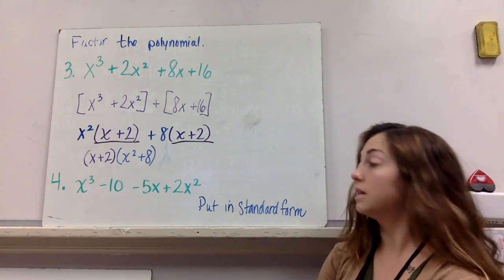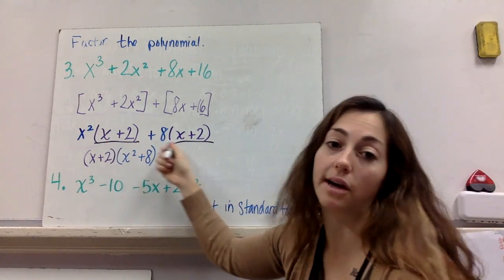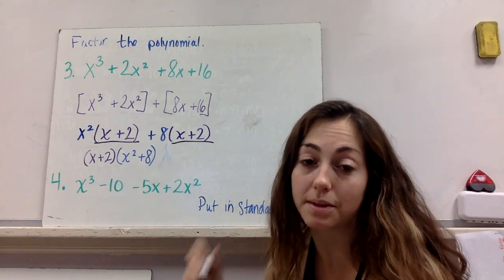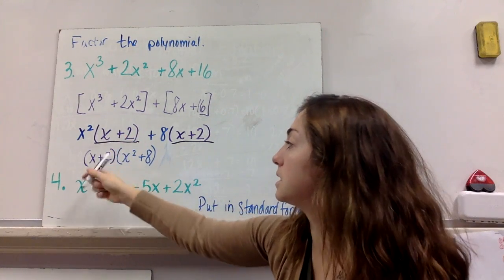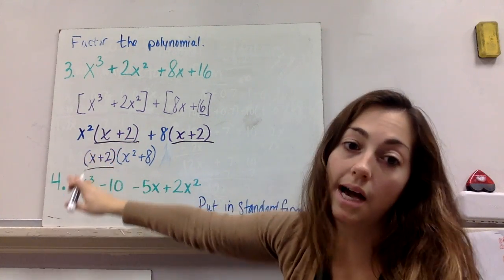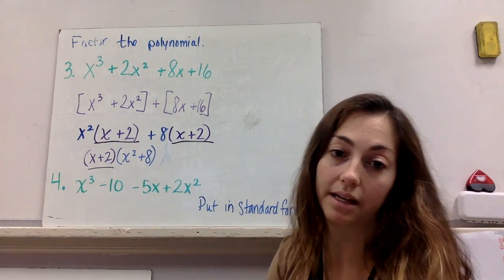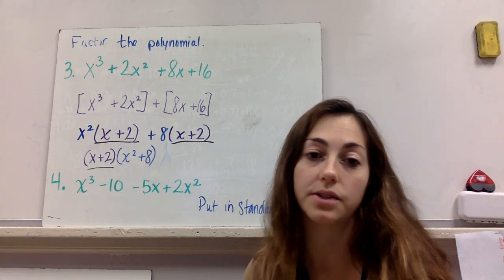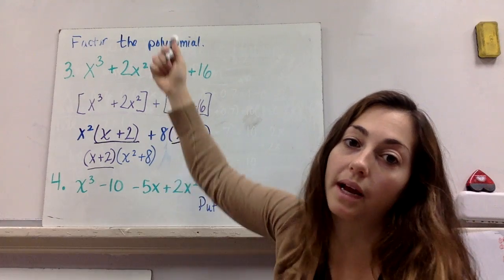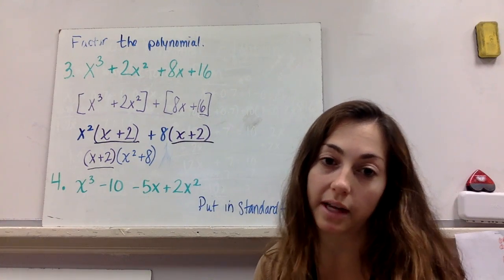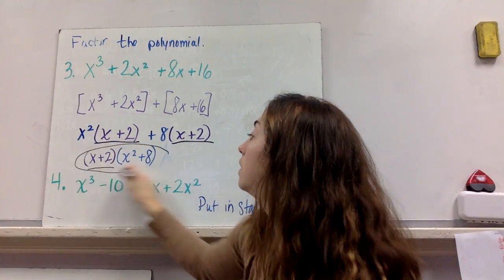So that works. Now, what's my greatest common factor between both of these terms? It's this binomial, x plus 2, times what's left, x squared plus 8. Okay? So this is what I do when I have this huge polynomial. Make sure you get that down, and that's my answer.